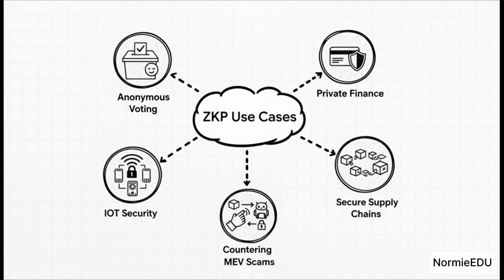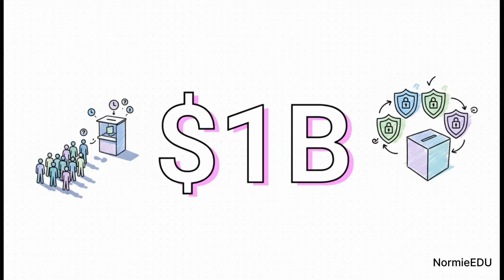You can have truly anonymous voting systems. You can prove you're eligible for a mortgage without having to show the bank your entire spending history. On the blockchain, this is a total game changer for scaling. You can bundle thousands of transactions into one tiny proof. It's also being used to secure everything from global supply chains to the smart devices in your own home. And we're not talking about small changes here. The stakes are massive.